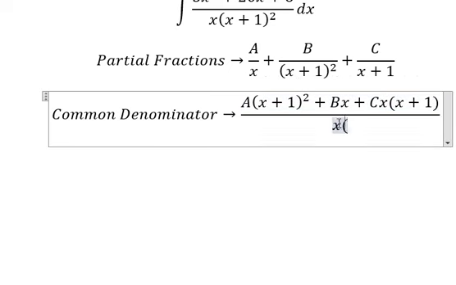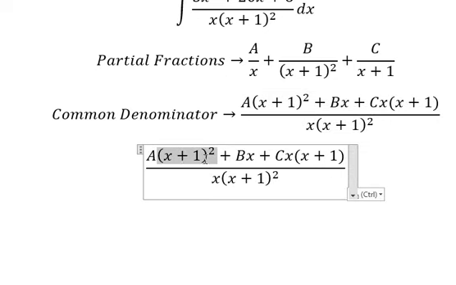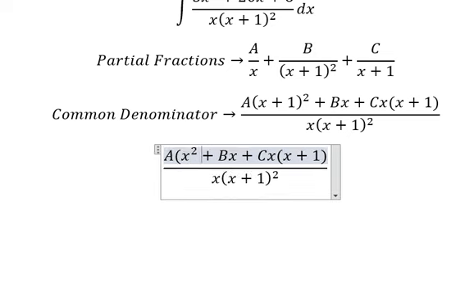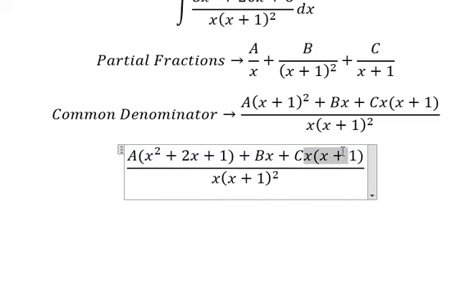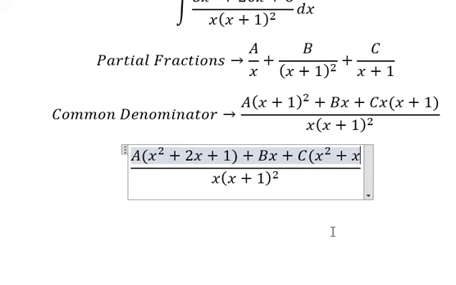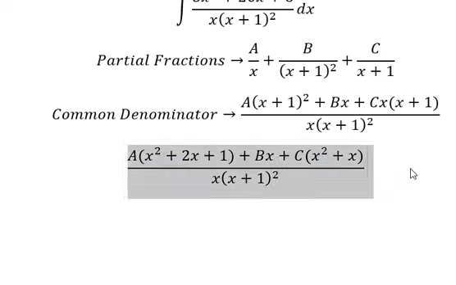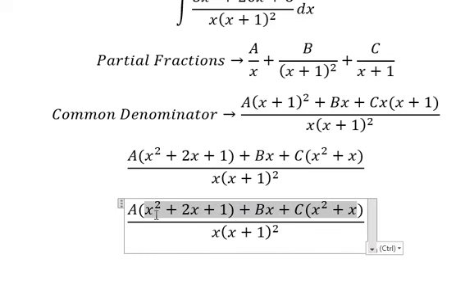So this one I can put like this. Next, we need to expand this one, and we have x squared plus 2x plus 1. About this one, it is missing x squared plus x. Next, we need to arrange based on the terms of x.